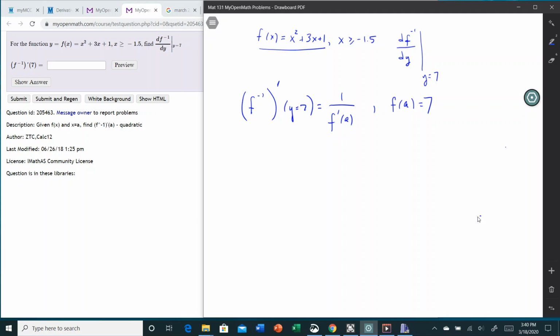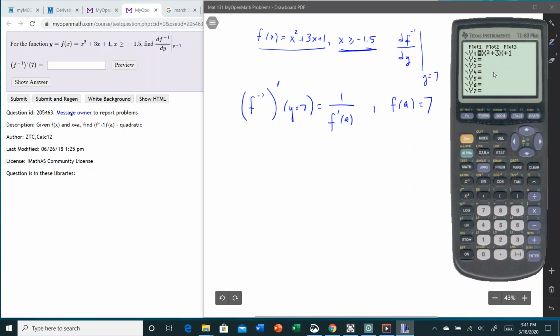Now, one thing I did want to mention is, we're interested in this function when x is larger than or equal to negative 1. If you take a look at this function, the graph of this is a parabola. So it's not going to have an inverse over its whole domain because it's not a one-to-one function. Like if you take y equal to 5, there are two different x values that map into y equal to 5.